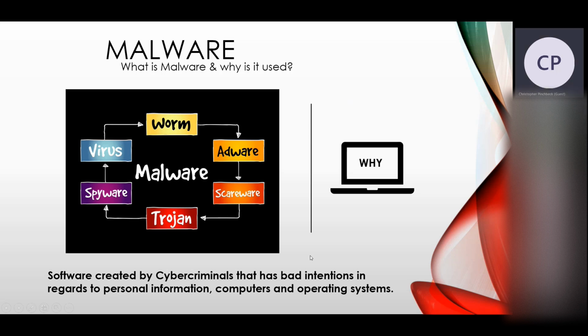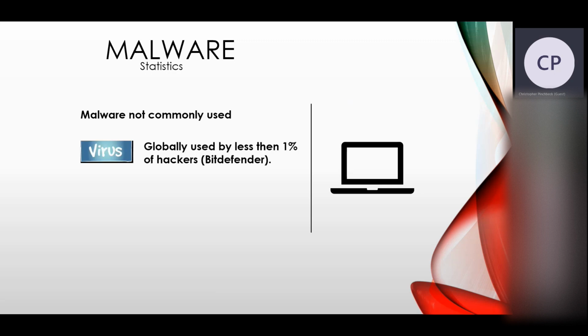So why? Well, it could be for financial gain. Sometimes it's to find out information or even to delete certain information. So that's why it can be used. I thought it'd be quite interesting to bring up some statistics. I found that one type of malware that's not commonly used is a virus. According to Bitdefender, globally, it's used by less than 1% of hackers.